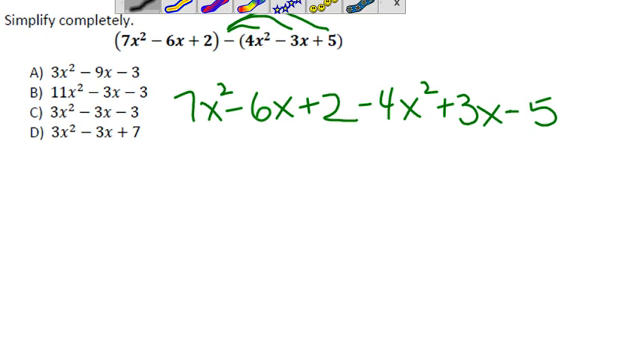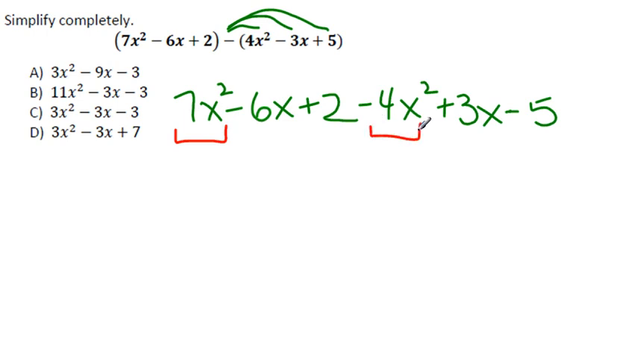Okay, now I'm going to combine all of my like terms. So I see I have a 7x squared here, I have an x squared here, and I see I have an x here, I have an x here, and then I see I have a 2 here and a 5 here. Okay, so I'm going to combine all the like terms. I'm going to combine all my x squares, I'm going to combine all my x's, and I'm going to combine all my whole numbers.